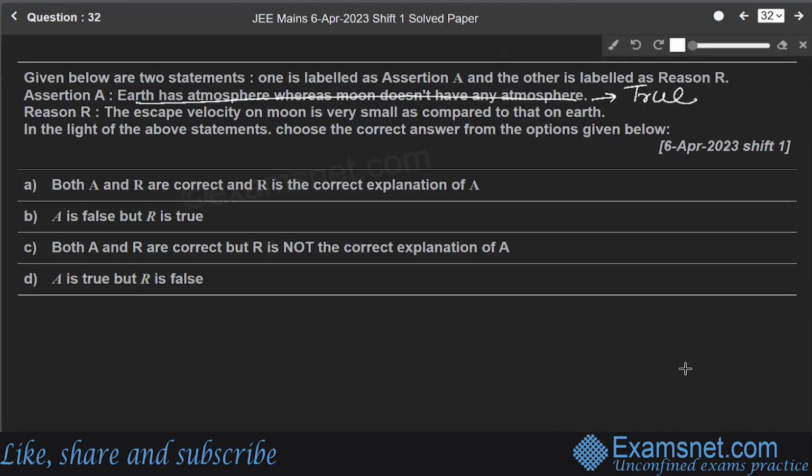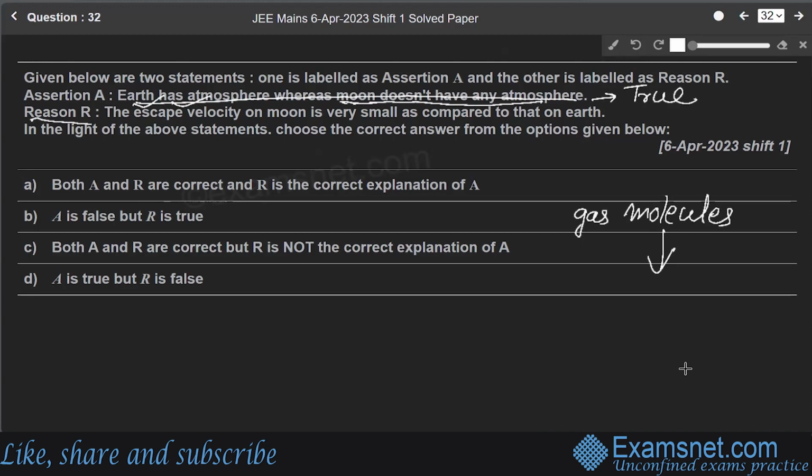The Earth has atmosphere, since we know that the gravitational force on Earth is very large as compared to the gravitational force on the Moon. So the gravitational force pulls down all the gas molecules in the downward direction. So the Earth has atmosphere, whereas the Moon does not have any atmosphere.